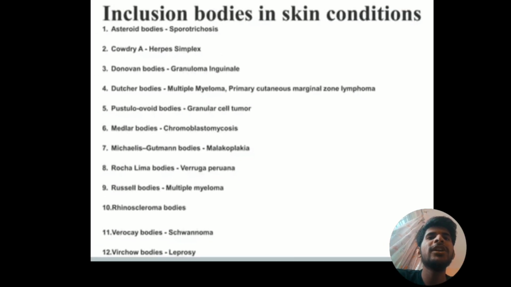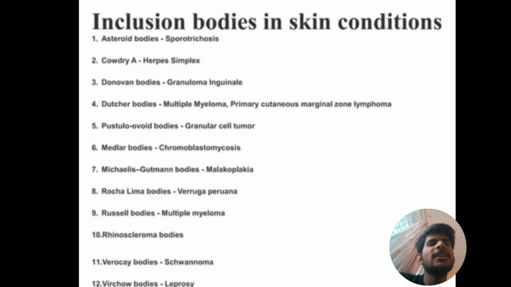Here are some of the important inclusion bodies present in skin conditions, and you can take screenshot of it. And it is like MCQ. They will ask like which type of body is seen in which disease condition, and they will give 4 options, and you have to tick that.